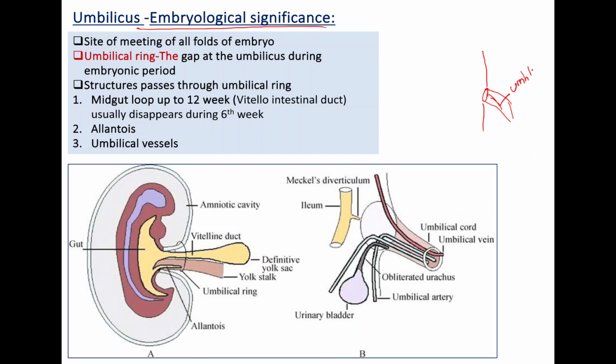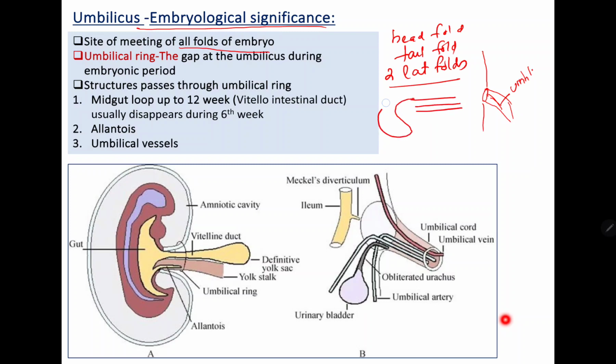During the embryonic stage there are folds of the embryo. There are 4 folds: a head fold, a tail fold, and 2 lateral folds. Suppose this is a trilaminar embryo. Here we have the foldings like this. You might know all these things, right? This is the head fold and tail fold, and at the same time the 2 lateral folds are there. The umbilicus is the place where all 4 folds meet. We can draw it like this. Here we have the head fold over here.